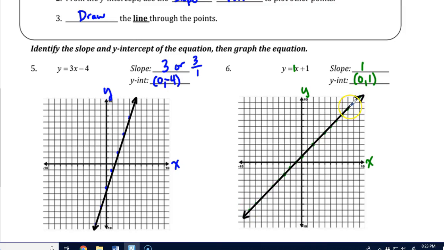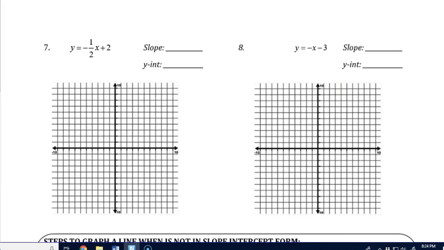So there's the graph for number 6. Moving to the next page, let's have you do number 7 on your own, then play the recording when you're ready. Okay, so hopefully you worked out number 7 already. If not, please do so.